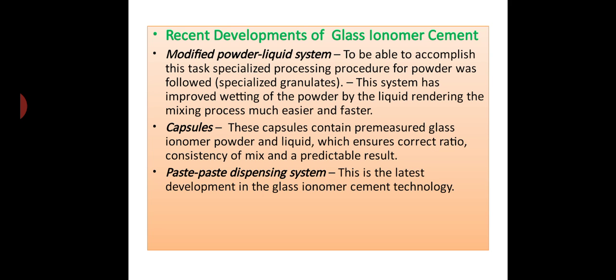Recent developments of GICs: modified powder liquid system. To be able to accomplish this task, a specialized processing procedure for the powder was followed, producing a specialized granule. This system has improved wetting of the powder by liquid, rendering the mixing process much easier and faster. Capsule: these capsules contain pre-measured glass ionomer powder and liquid, which ensures correct ratio, consistency of mix, and predictable results. Paste and paste dispensing system: this is the latest development in glass ionomer cement technology.